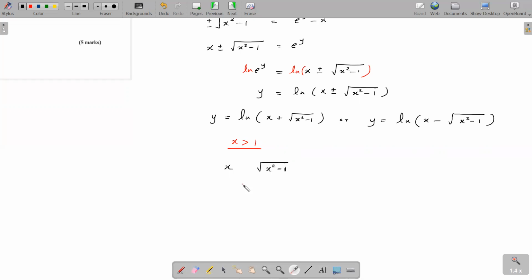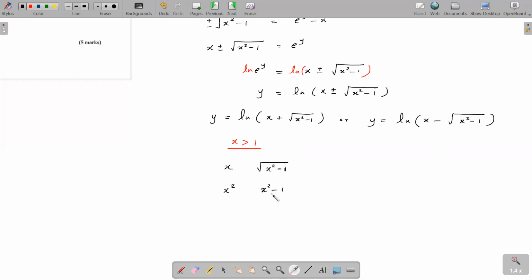So guys, how do I compare? In order to compare them, I'll square both sides. Then I'm going to get x square here. And when I square this guy, root x square minus 1, the square root is removed, and I get x square minus 1. So I think you can see, when you compare, who is bigger and smaller, right?